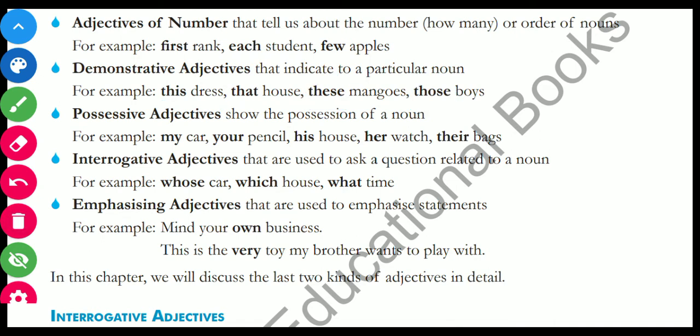Now come to possessive adjectives. From the word itself, possessive, you can understand showing the possession or the ownership of a noun. See, my car. Whose car is this? My car. Your pencil. Whose pencil? Your pencil. His house. Her watch. Their bags. So these words, my, your, his, her, their, are showing the possession of a noun, to whom that noun belongs.